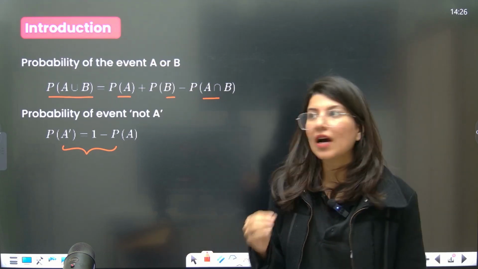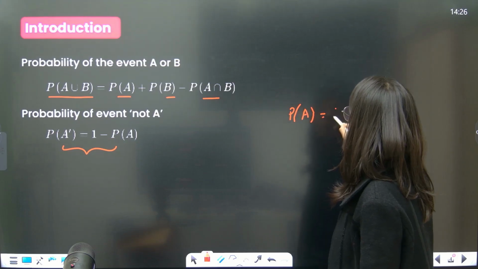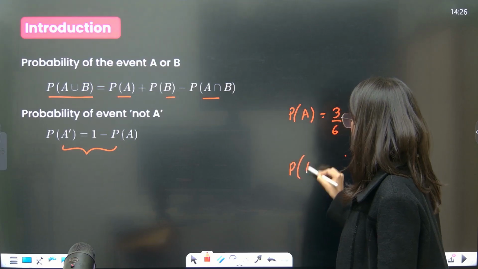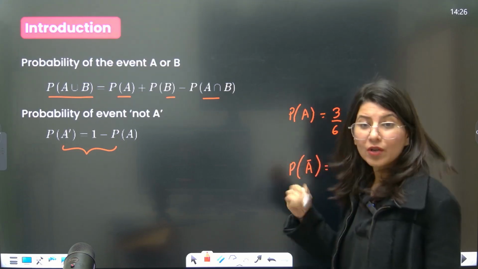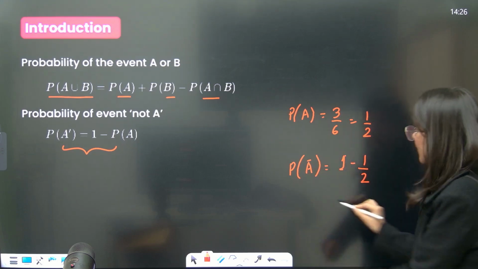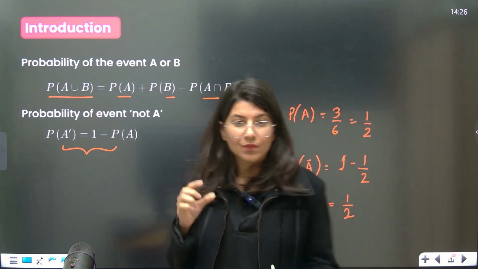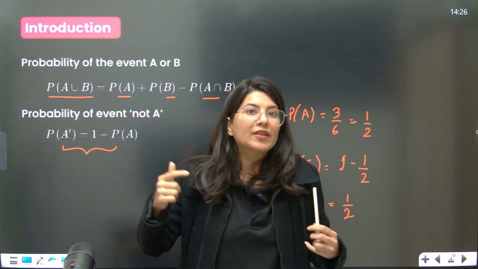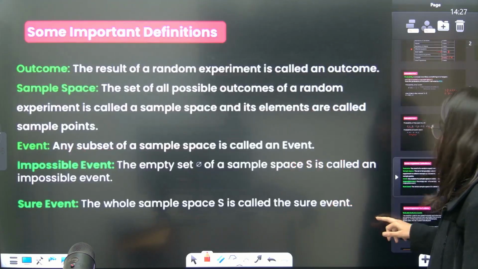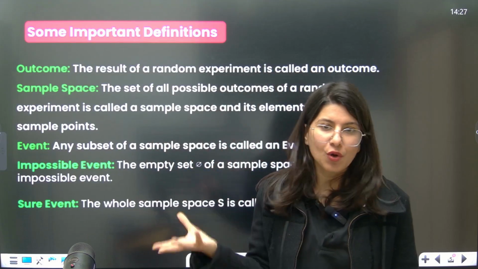Suppose probability of A, which is getting an even number, was 3 by 6, correct? 1 by 2. Now, can you tell me the probability of not getting an even number, that is A bar or A complement? That is going to be 1 minus probability of getting an even number. So basically your answer will be 1 minus half, 1 by 2. So, probability of A complement or probability of not A is 1 minus probability of A. Okay, ma'am, clear?